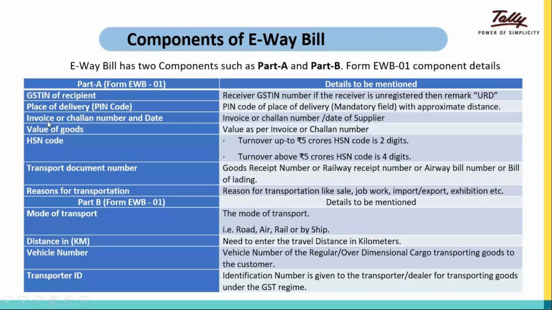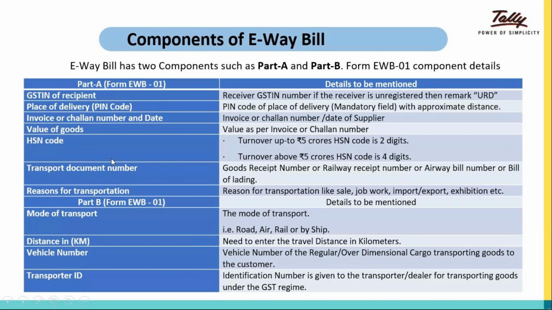And then you have your invoice or challan number. We have to provide the invoice for the goods that we are transporting, and then the value of goods, so we have to provide the value as per invoice. And then you have the HSN code. All of you know what an HSN code is. The HSN code is provided for your goods, and you also have to provide it, which is mandatory.